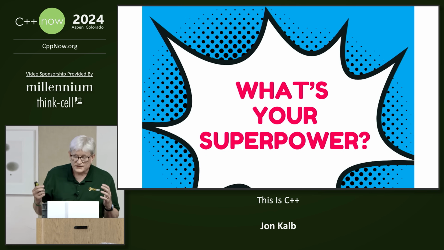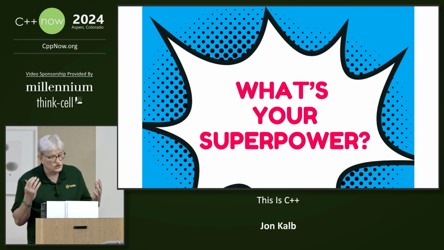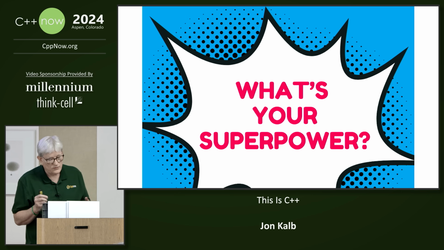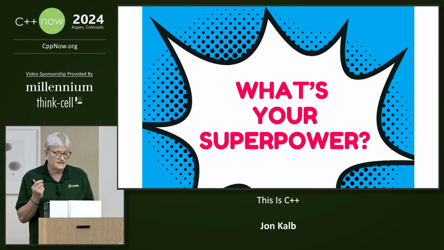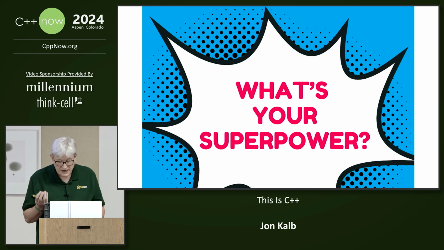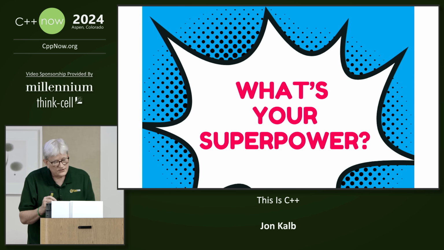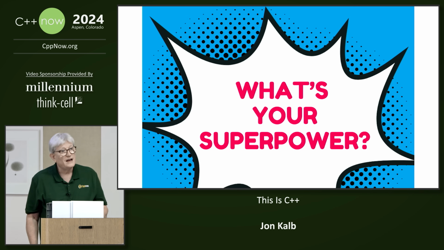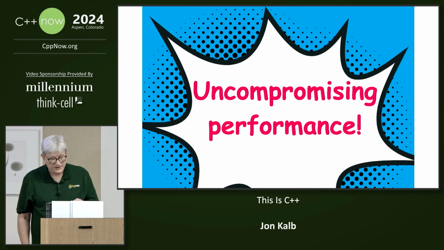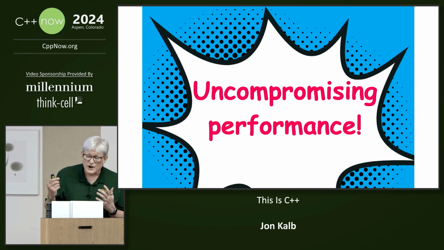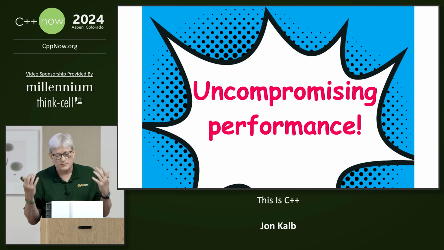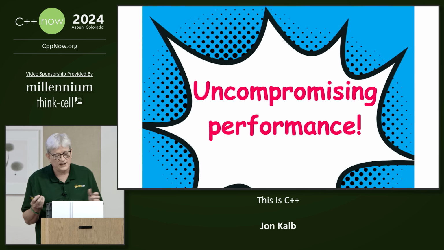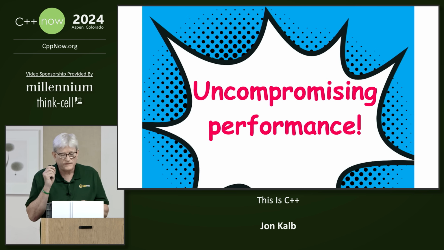So I want to answer the question, what is C++'s superpower? Before I tell you what I think the answer is, I want to explain that C++ has several superpowers, but none of them is unique to C++. Some people might suggest that C++'s superpower is flexibility, portability, expressive power, etc. These are all important. But at its root, C++'s superpower is uncompromising performance. We try to design C++ to maximize flexibility, portability, expressiveness, safety, etc., but never at the cost of performance.